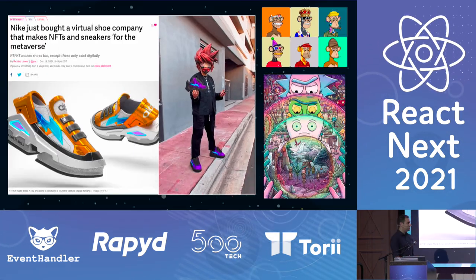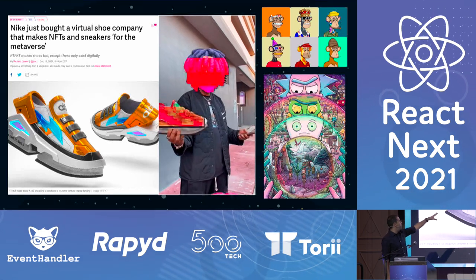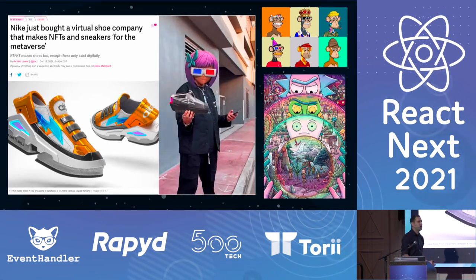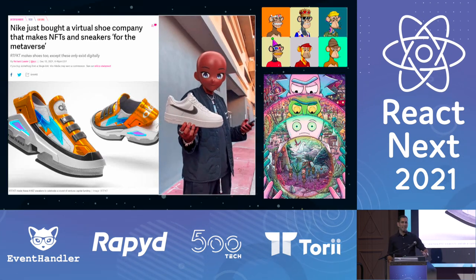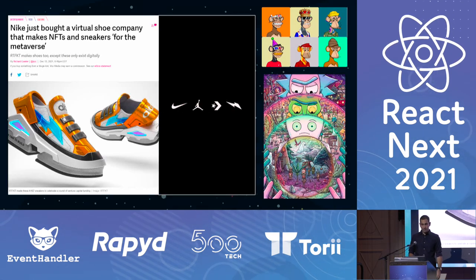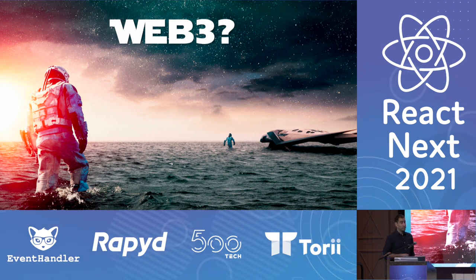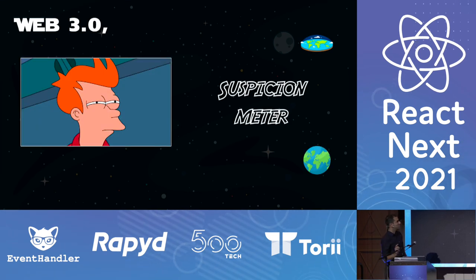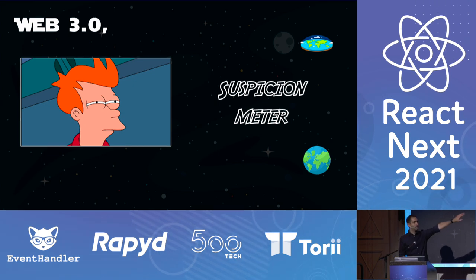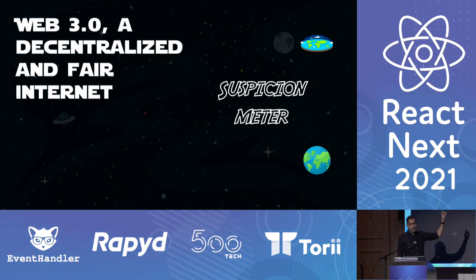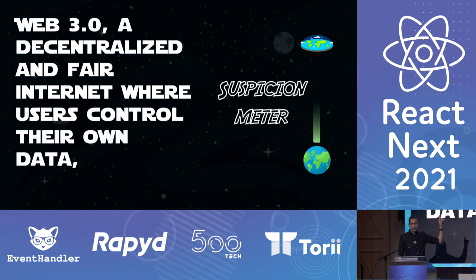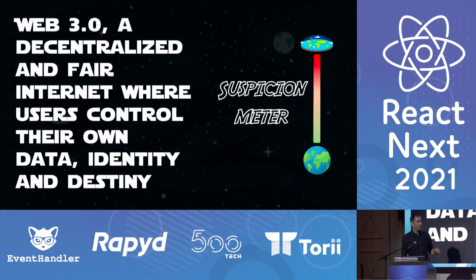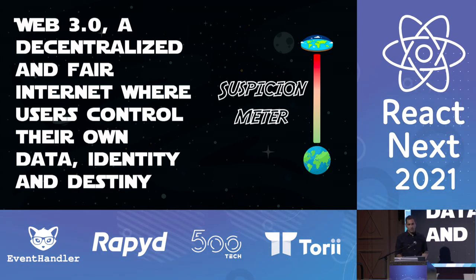What does it mean? And you see, this is, again, Nike just purchased a completely virtual shoe company that produces NFTs. You say, okay, I want to get into NFTs, I want to get into Web3. It's pretty late at night, so I probably won't understand anything, but I still want to see it. So what is Web3? You start to read about Web3, and you see that Web3 is, wait, let me fire the suspicion meter first. Let's see if it goes from round Earth to flat Earth. So Web3 is a decentralized and fair internet where users control their own data, identity, and destiny. Okay, this is a little bit too Burning Man for me.